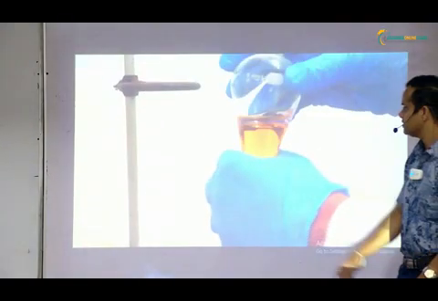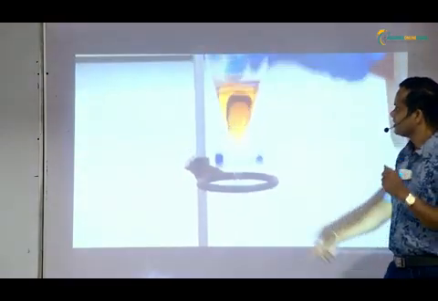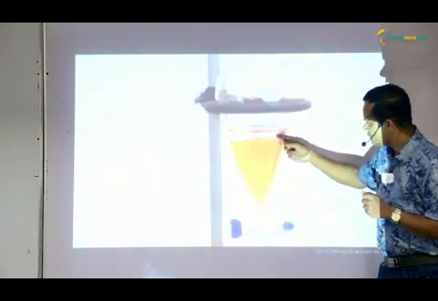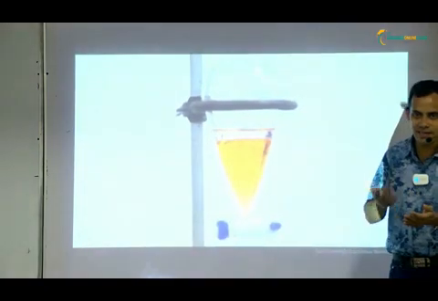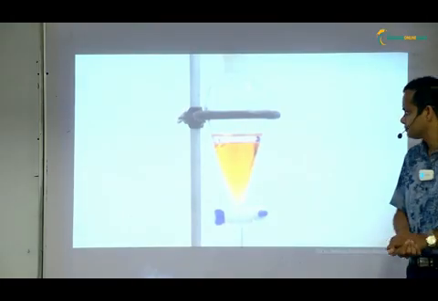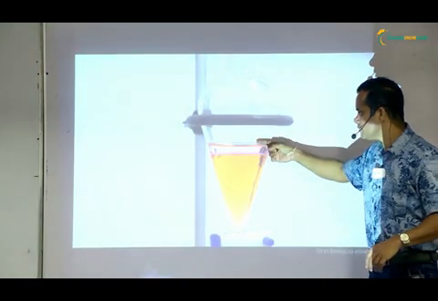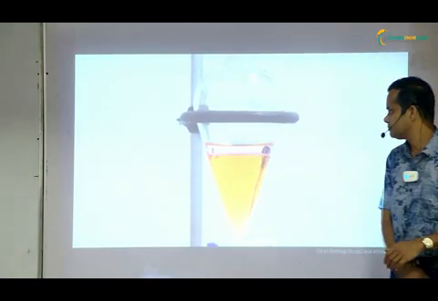Now you can see the iodine layer and the thinner layer. It is not colorless because a little iodine has already come. A little amount is enough.